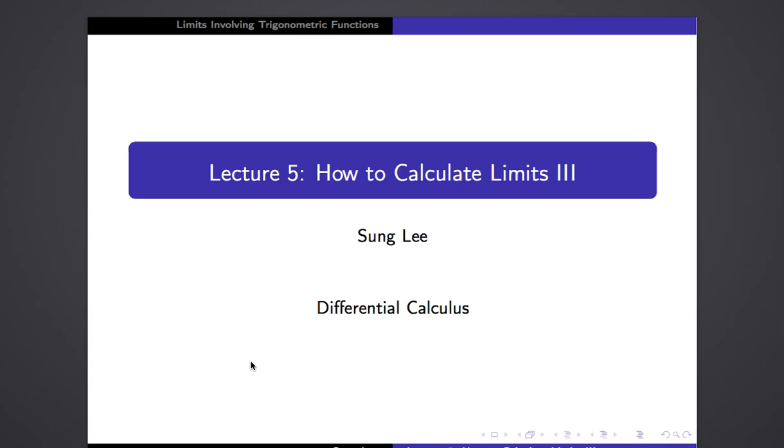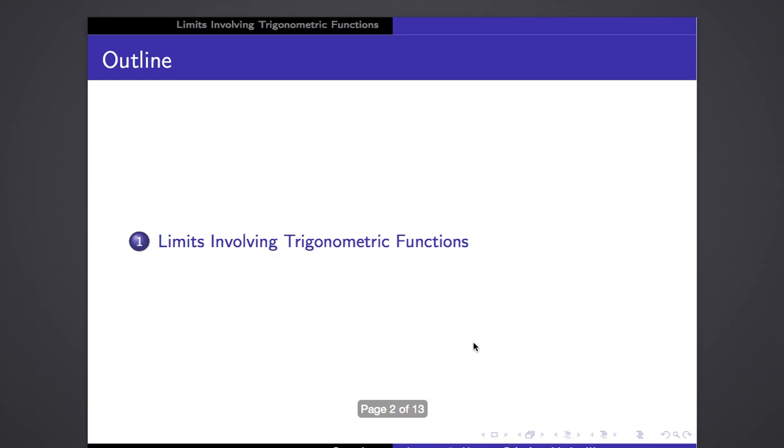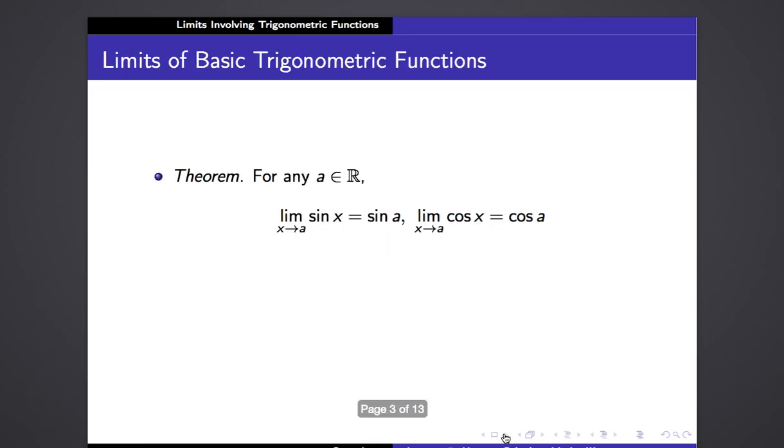In this lecture, we continue to study how to calculate limits. In particular, we study limits involving trigonometric functions. So let us start with the limits of basic trigonometric functions. In this case, basic trigonometric functions are sine of x and cosine of x. Okay, so let's take a look at the following theorem.